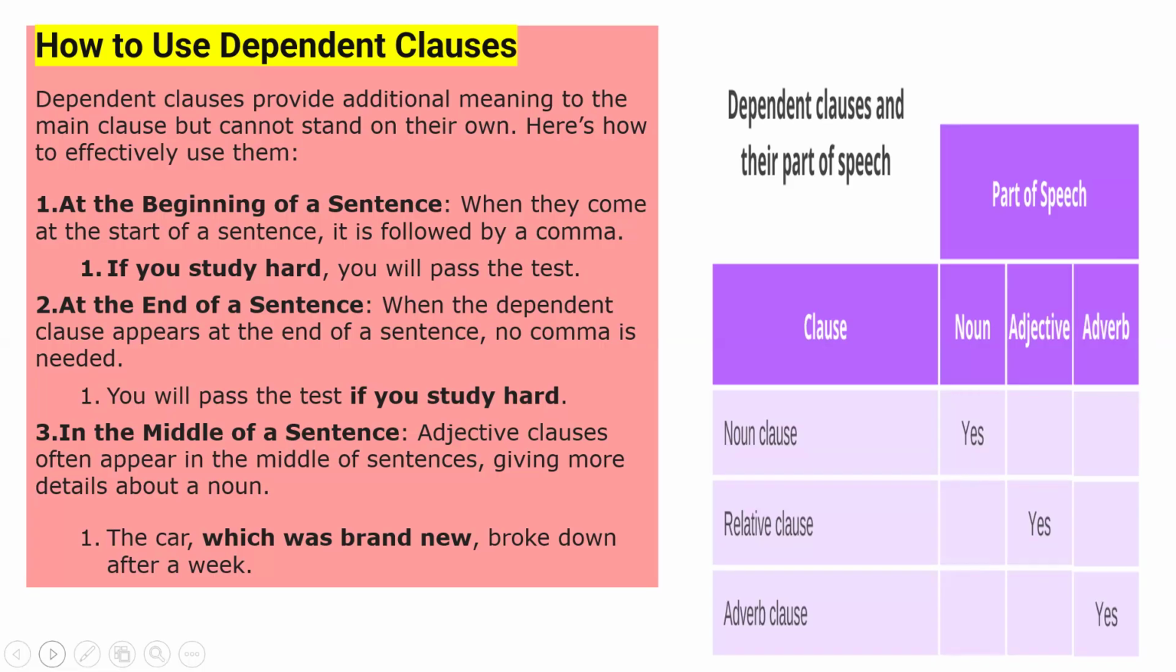Dependent clauses are also used at the end of the sentence. When we use a subordinative conjunction at the end of a sentence, we will not use a comma. These rules I have already taught in my conjunction video series. You will pass the test if you study hard. Here if is used at the end of the sentence, so we are not using a comma. In the middle of a sentence, then we will use the comma.